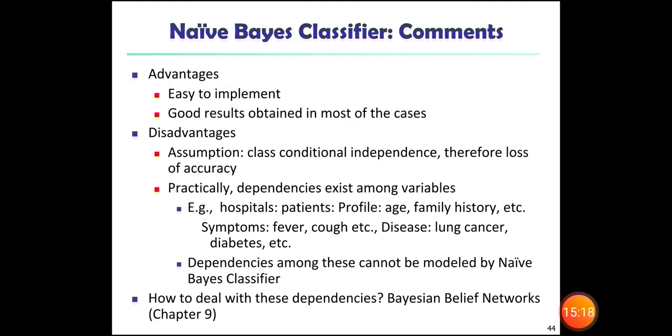Now, what are the advantages of the naive Bayes classifier? Why do we need to go for the naive Bayes classifier? And what are the disadvantages of the naive Bayes classifier? We will discuss that here. So, the advantages: it is easy to implement. Once the training data set is given, if you are able to understand the class label and the values presented in the training data set, then you can easily implement this naive Bayes classifier. This is the first advantage.